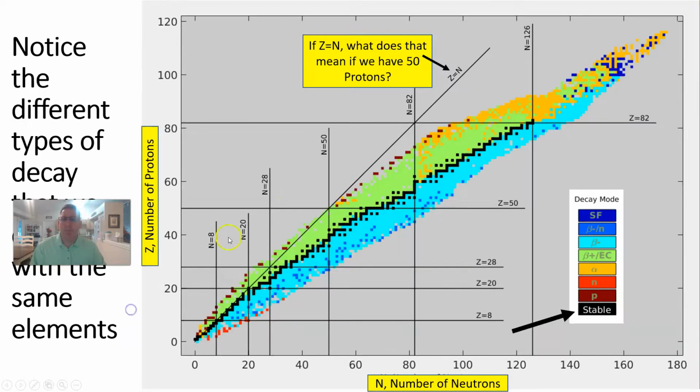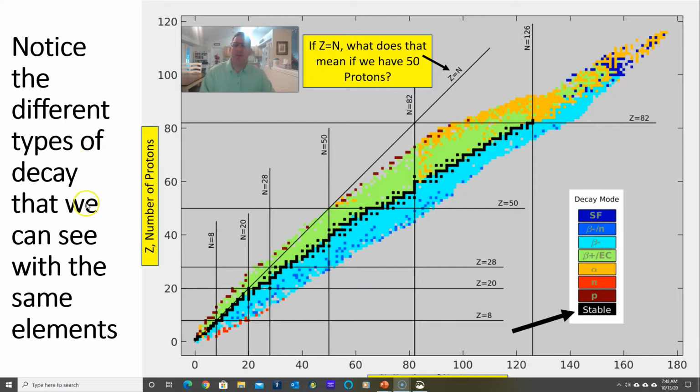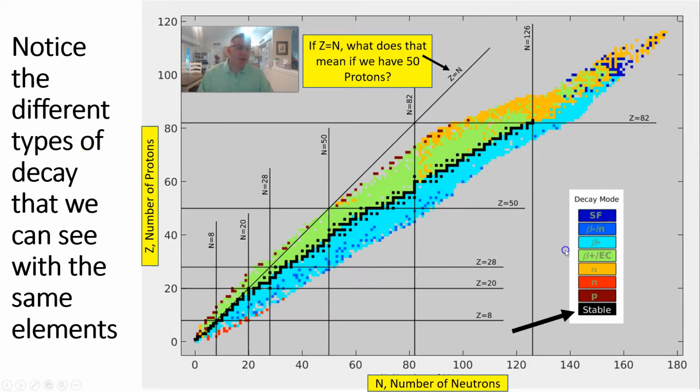And now this one. Notice the different types of decay. So we've got alpha particles, beta particle emission, beta particle capture, so on and so forth. So the trend that we see here is the type of radioactive decay.